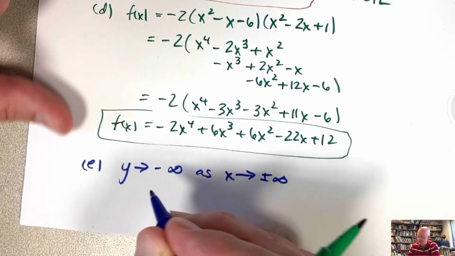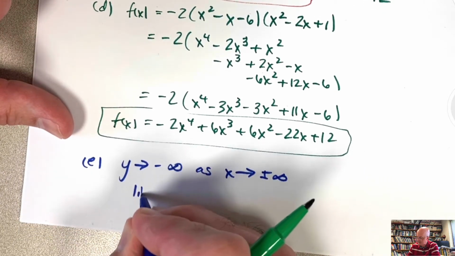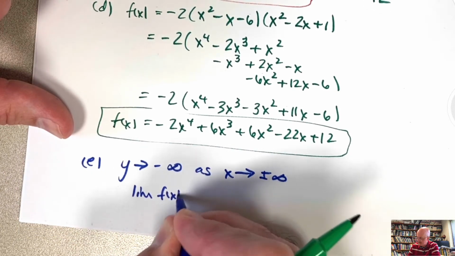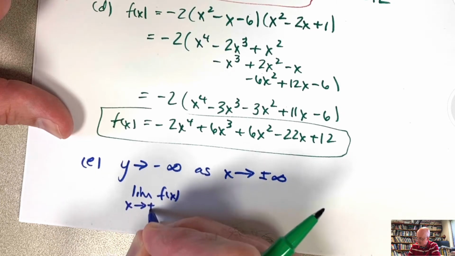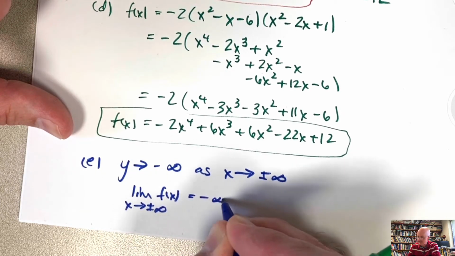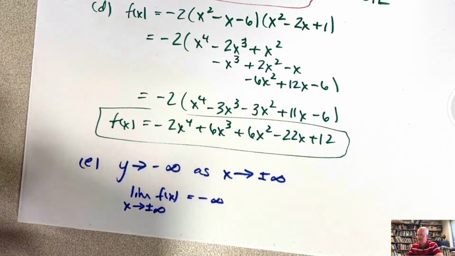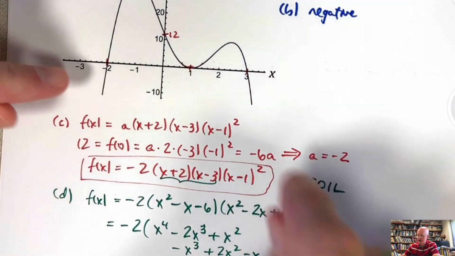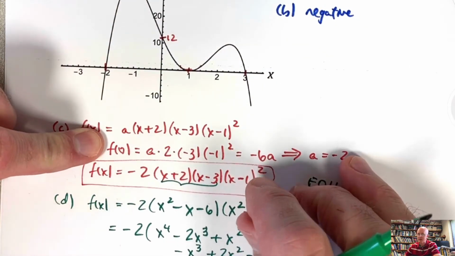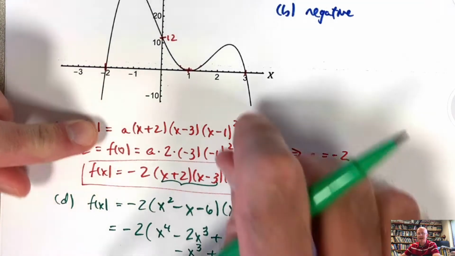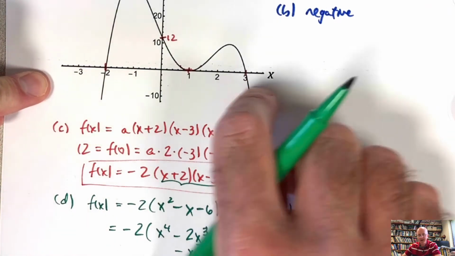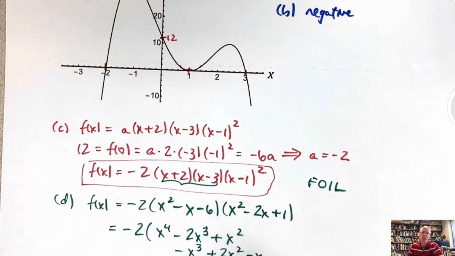You could also write it with limit notation. You could say the limit of this function as x goes to plus or minus infinity is minus infinity. That's just shorthand notation to say that the graph goes down forever and ever below any horizontal line as x gets big either positively or negatively. I can get below any horizontal line.